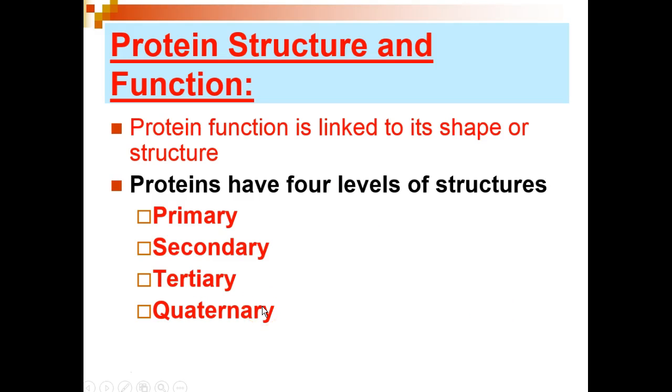Protein function is linked to its shape or structure. As proteins are made by ribosomes into long chains of amino acids, the long chains are folded into 3-dimensional structures. Those proteins are said to have primary structures, secondary structures, and tertiary structures. Some large proteins may even have a quaternary structure.